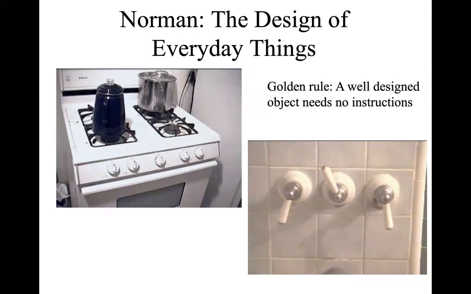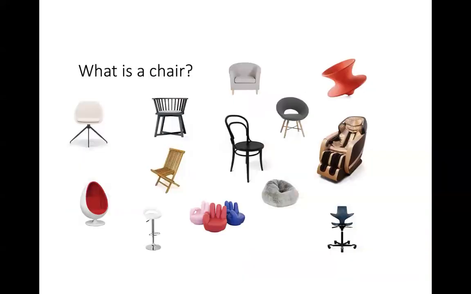So I mean, this is not Norman's formulation, but you can extract from his writings that a well-designed object doesn't need any instructions. You can tell from an object itself, if it's well-designed, how you should interact with it. So I think the two cups I showed you are well designed from that perspective. You know what to do with them when you see them. So we shouldn't need instructions for objects.